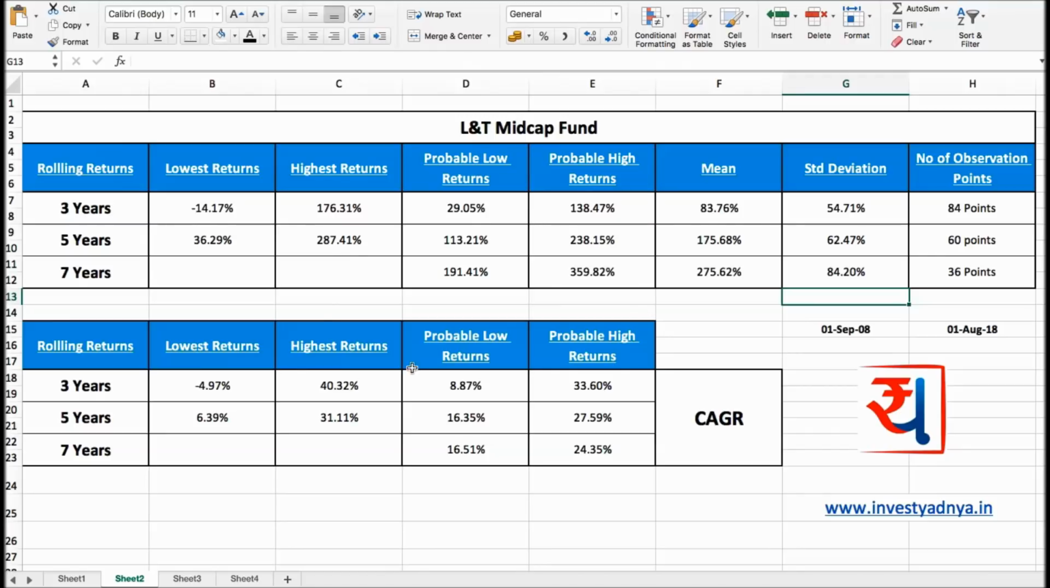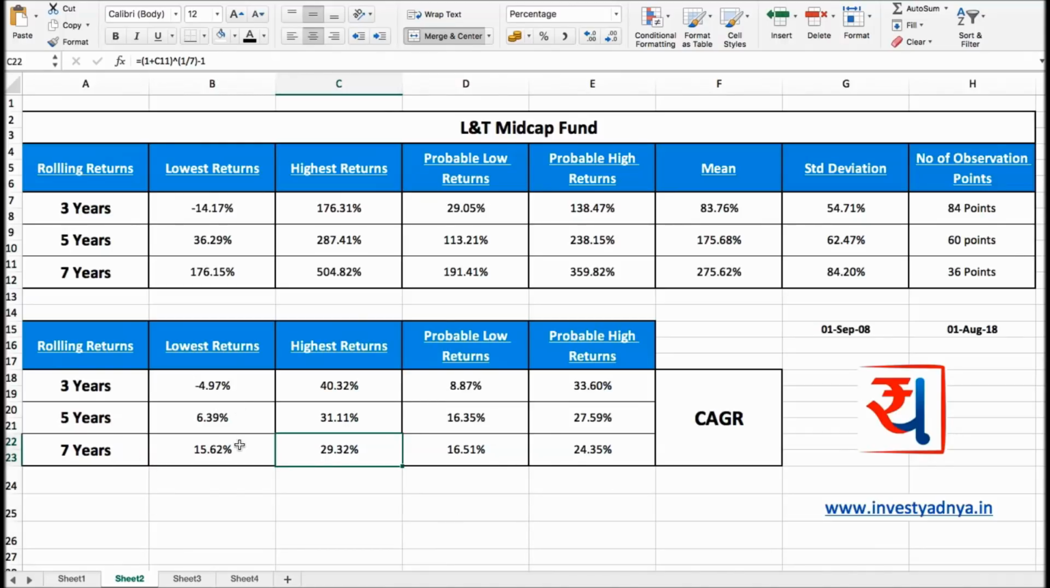So if we convert these absolute numbers into CAGR, the probable low return CAGR for 7 years could be 16.51% per annum, and probable high return CAGR could be 24.35% per annum. Now the other two parameters, lowest returns and highest returns. The lowest returns L&T Midcap Fund has given for 7 years are 176.15%, and the highest returns were 504.82%. So these absolute numbers we need to convert into CAGR. 176 will become 15.62%, 504 will become 29.32%.